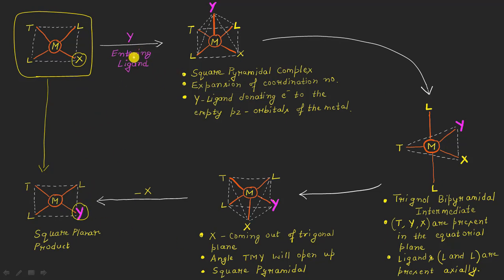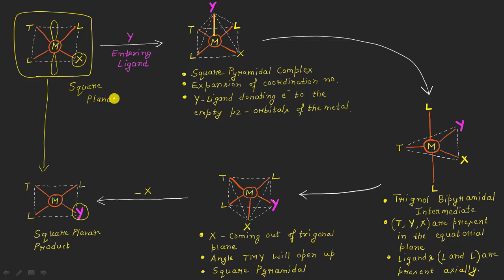As we have seen on the previous slide, the Y will be giving electrons to the empty pz orbitals of the metal here, resulting in the formation of a bond in this way. I mean this bond here in between the Y, that is the entering ligand, and the metal atom here, right? So that from a square planar complex we will be having what?